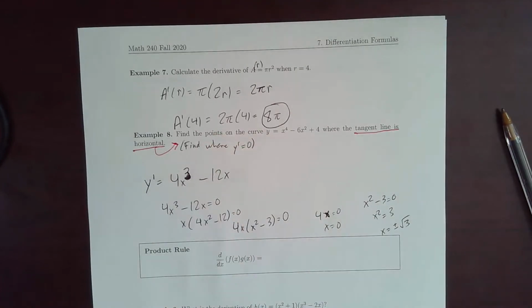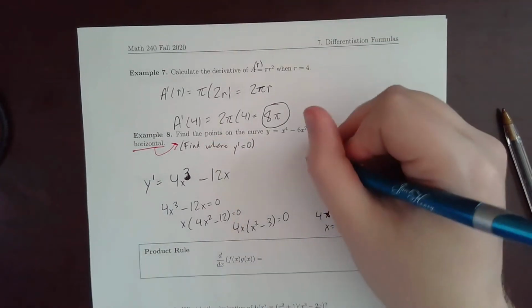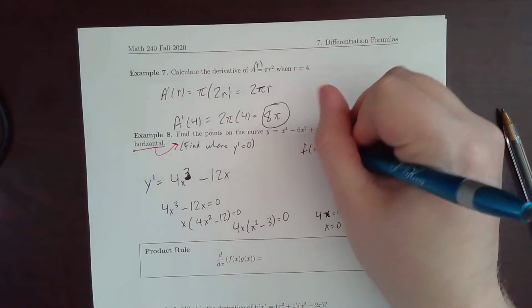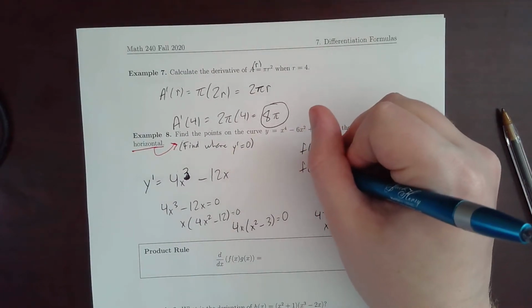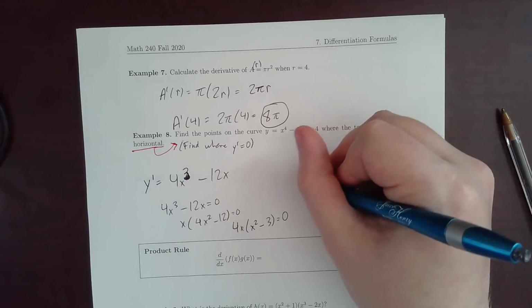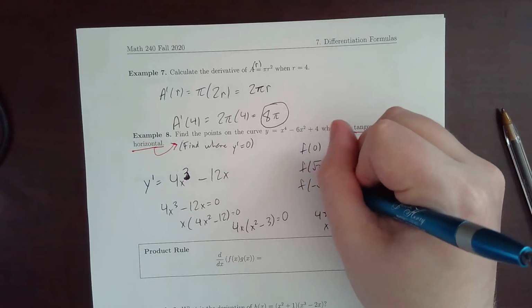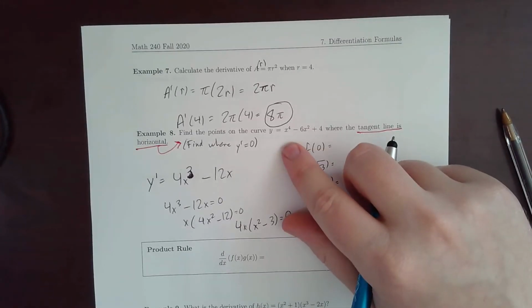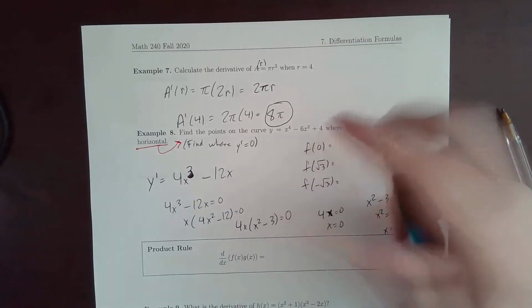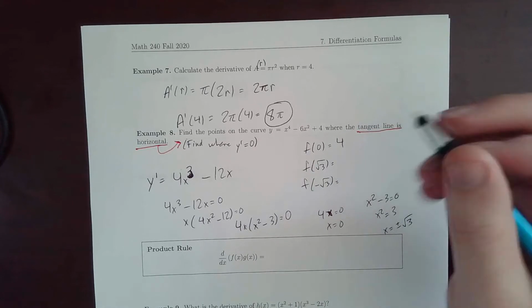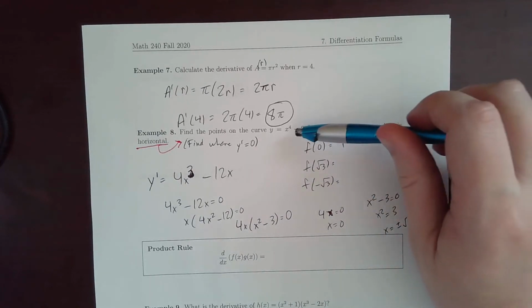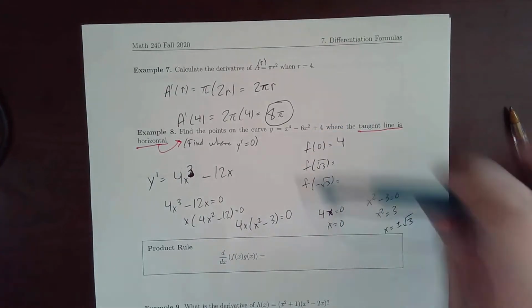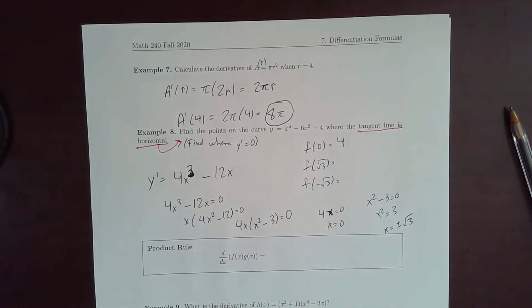So we specifically asked for the points. So when we ask for the points, we want both the x and the y value. So we want to know then f of 0, f of the square root of 3, and f of the negative square root of 3. So if we plug in 0, that'll be 0 minus 0 plus 4, so that'll be 4. Plug in the square root of 3, that'll be the square root of 3 to the 4th power.